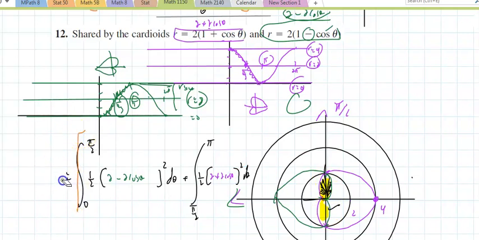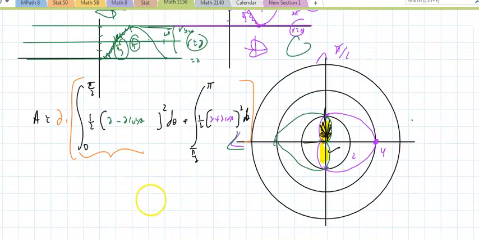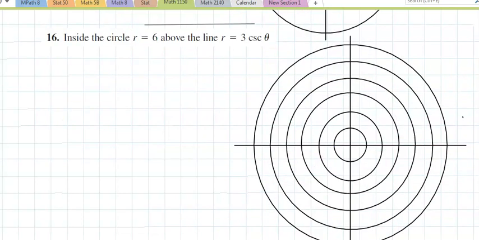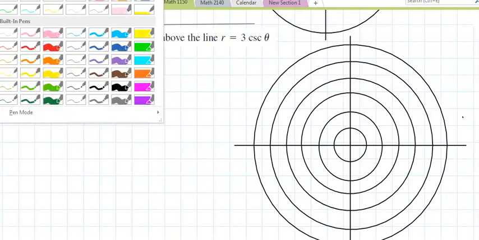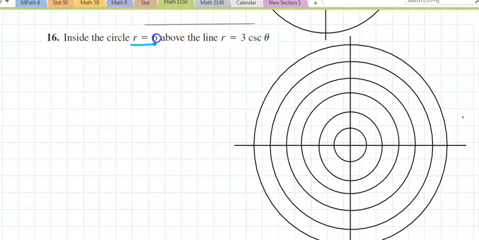Let me put some space. There we go. I'm going to multiply the whole thing by 2. Now, of course, you could just use this and multiply it by 4 because these are symmetric. I'm making the assumption that this is not symmetric, and this way you could do any graph, not just that one. And if I get to this problem, it says inside of this circle, r equals 6.